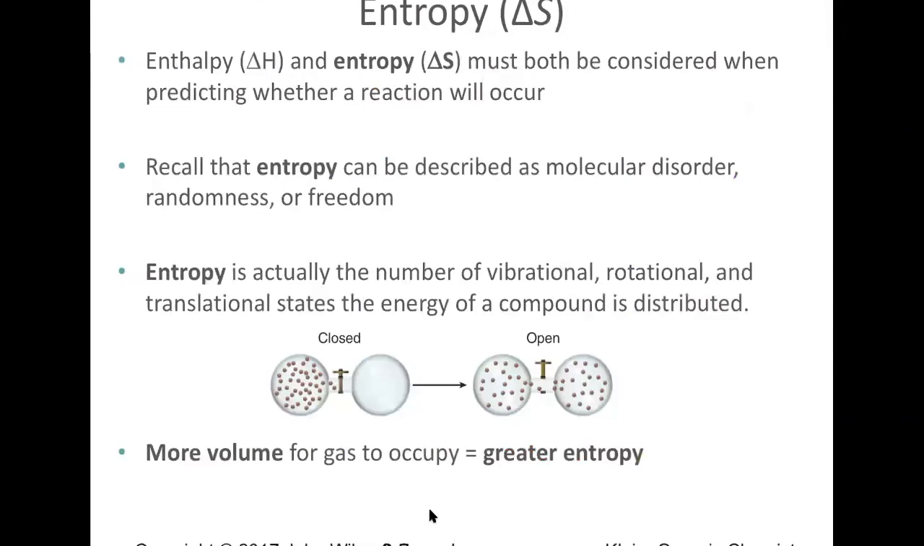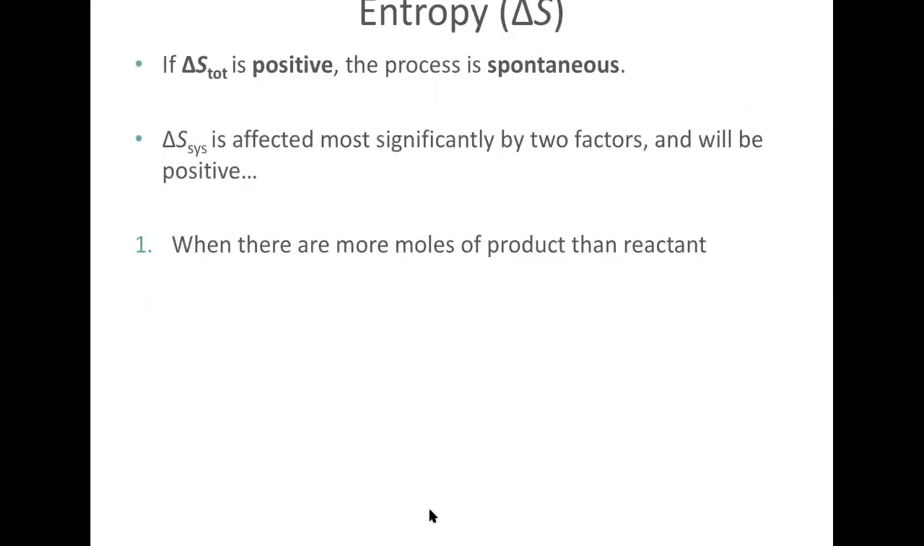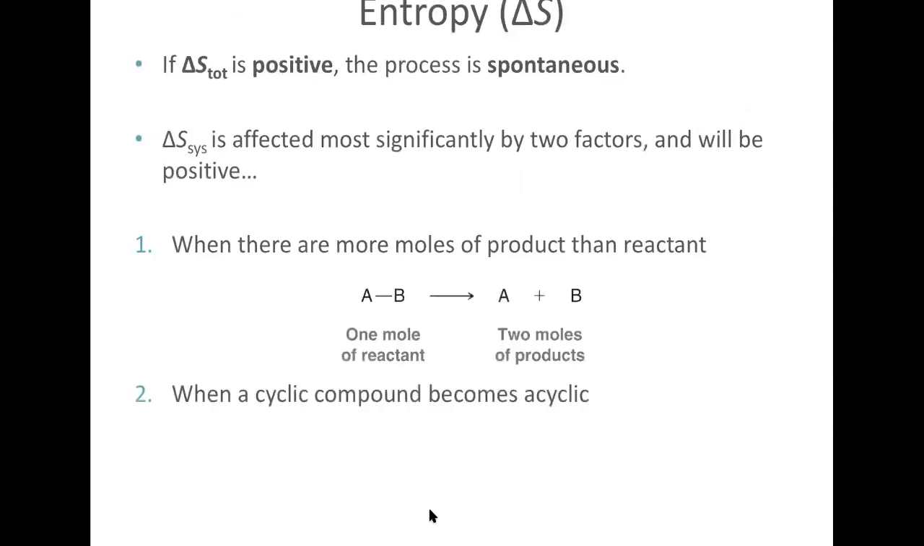So if we move on to the second topic today, we'll talk about entropy, or delta S. Both enthalpy, delta H, and entropy, delta S, have to be considered when we're trying to decide whether or not a reaction will occur. Entropy can be described as molecular disorder, randomness, or freedom. It's usually the number of vibrational, rotational, or translational states of energy that a compound is distributed. So with entropy, when there are more moles of product than reactant, we end up with a higher entropy. When a cyclic compound becomes acyclic, we will have higher delta S.